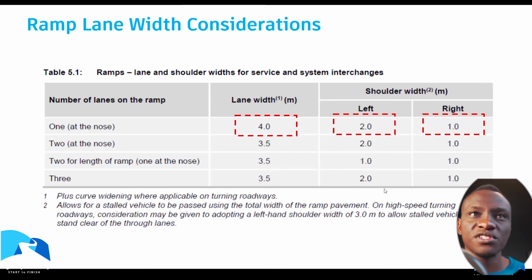Now, what are the considerations in regards to designing of the ramp lane widths? Now, this is for the Australian design manual, but look for your country's manual and try to get these. We shall find that if you have one lane, the lane width should be 4 meters, and then on the left you have 2 meters, and on the right you have 1 meter shoulder. But this is what we're going to be using for this example.